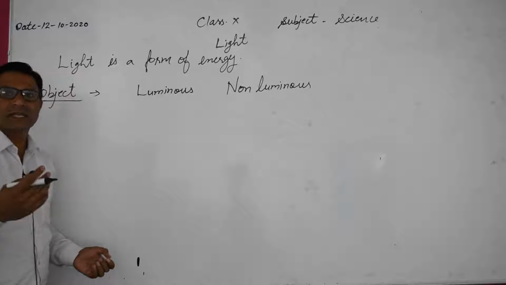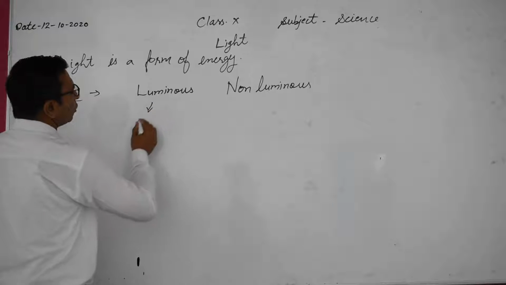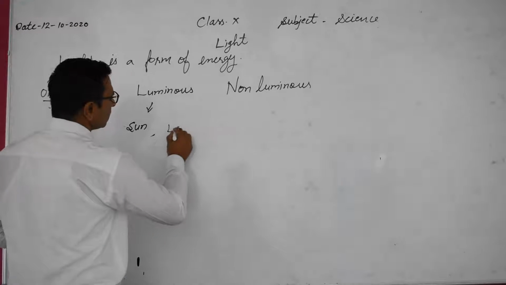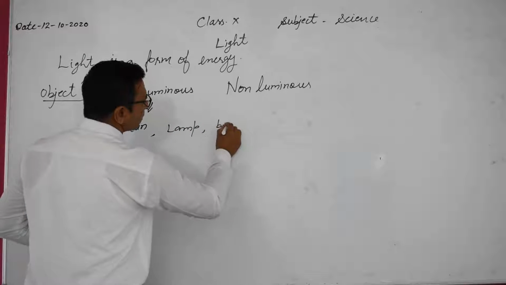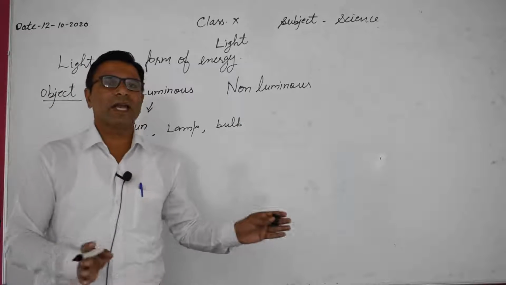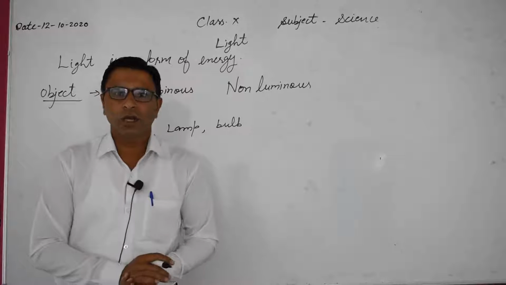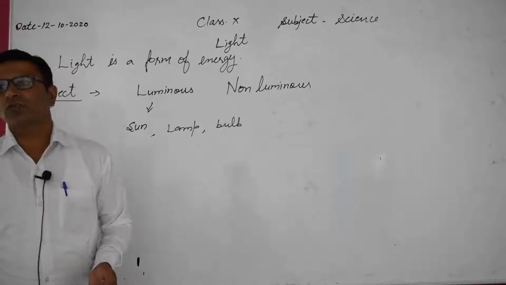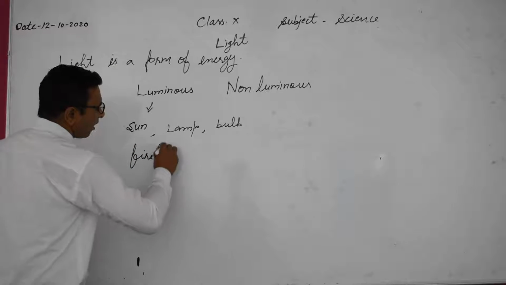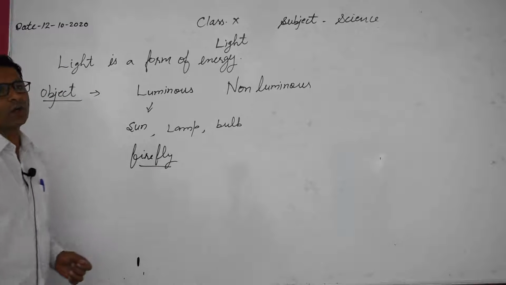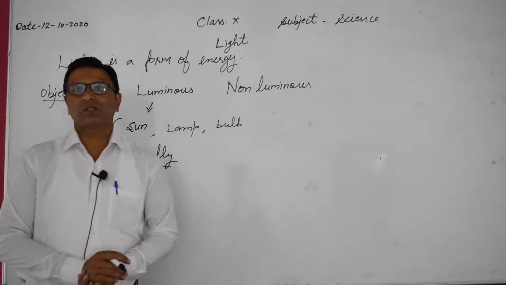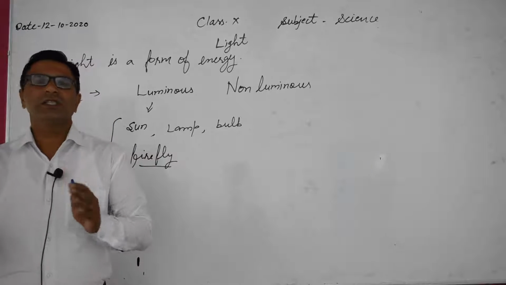Objects that emit light, like the sun. The sun is a natural luminous object, and lamp, bulb, etc. Those objects produce light, those objects emit light. These are called luminous objects. There are some natural objects like the sun and the firefly also. The firefly is also a natural luminous object.